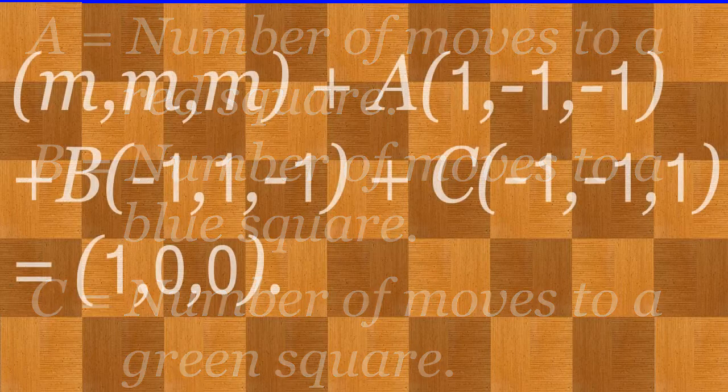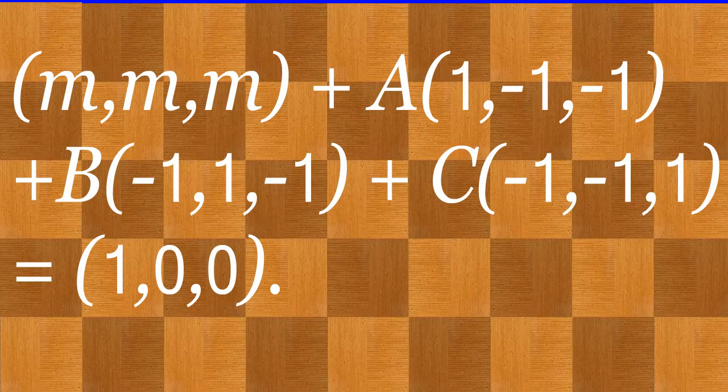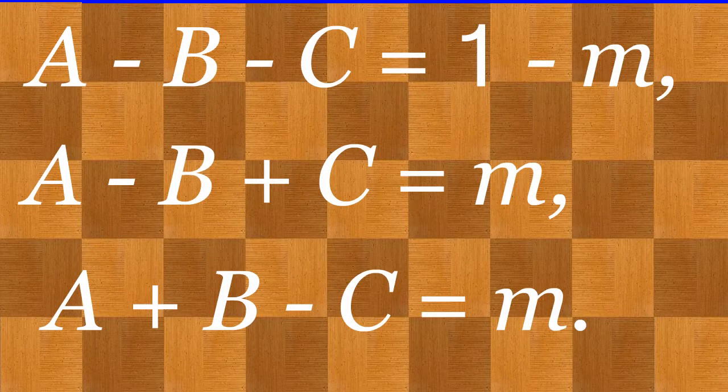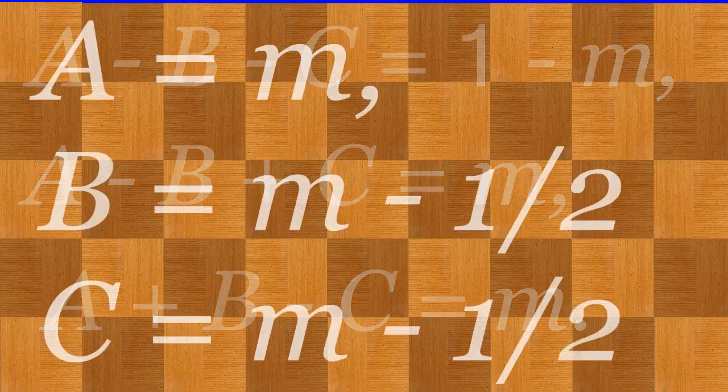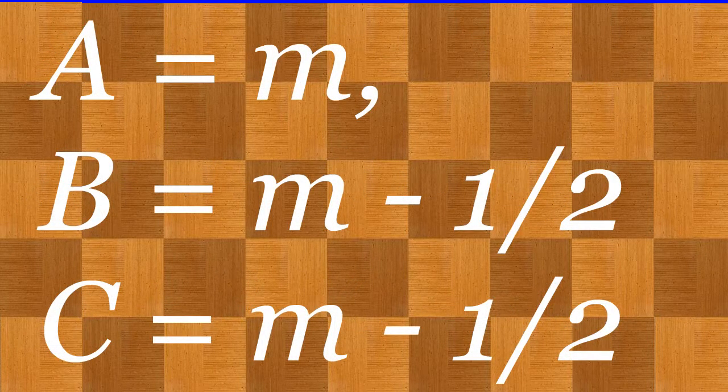Hence, we have the following equality. Equivalently, we have the following system of equations. Since m is an integer, then the solution to this system of equations implies that B and C are not integers, which is a contradiction.